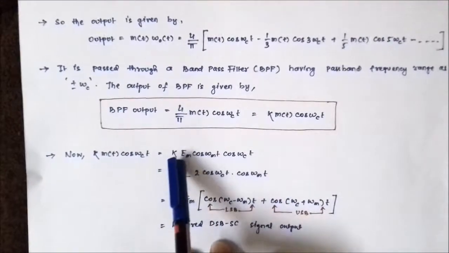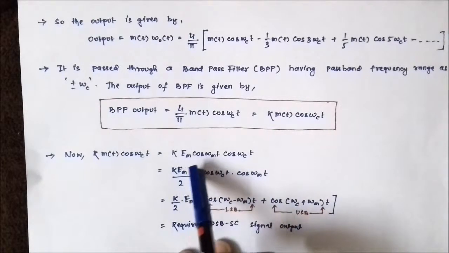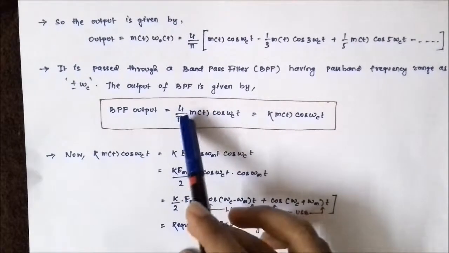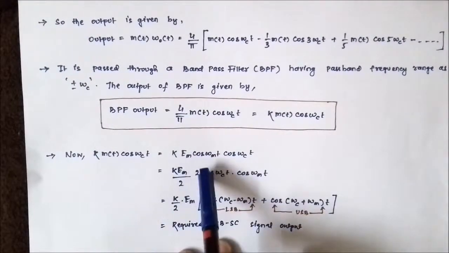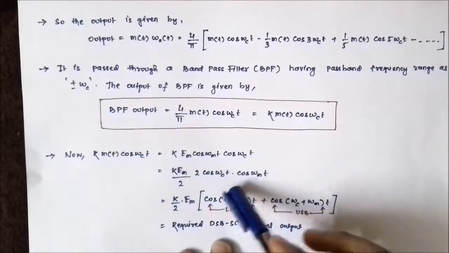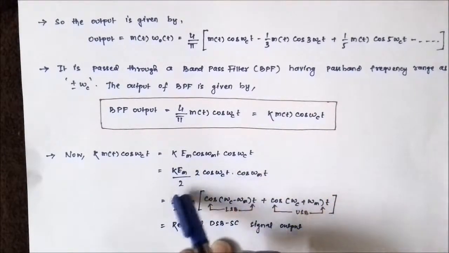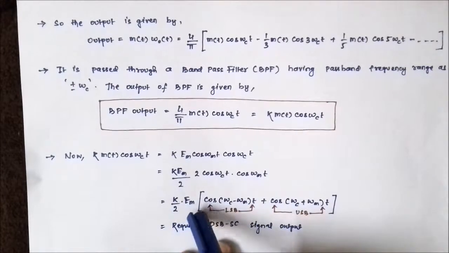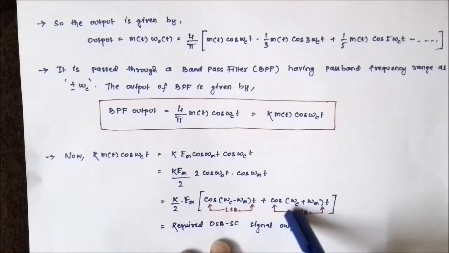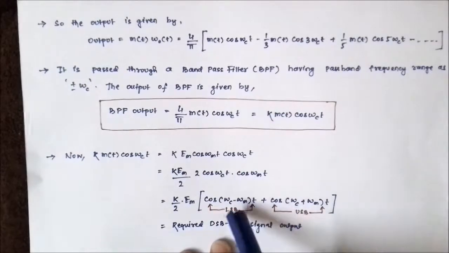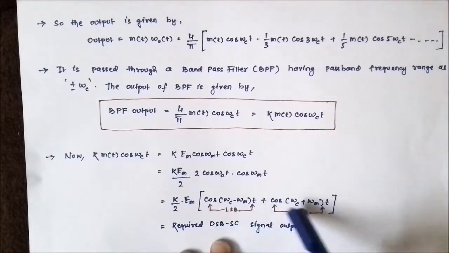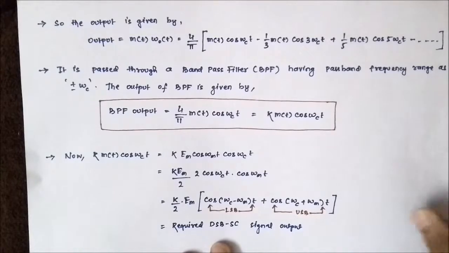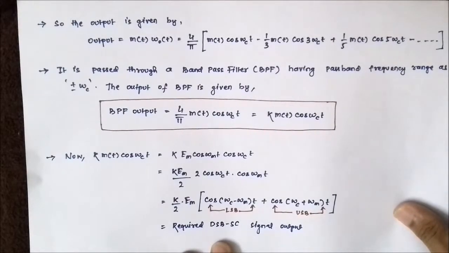So it can be written as k Em cos omega mt cos omega ct, where k is 4 by pi. Now, applying the trigonometric identity 2 cos omega ct cos omega mt, this is equal to k by 2 into Em [cos (omega c minus omega m)t plus cos (omega c plus omega m)t]. This is the lower sideband and this is the upper sideband. Now this is the required double sideband suppressed carrier signal.